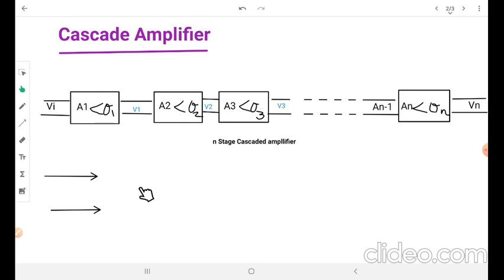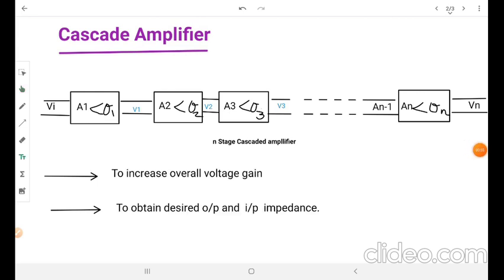Why are cascade amplifiers used? Why are different stages cascaded like this? It's mainly to increase the voltage gain of the amplifier. So cascaded amplifiers are mainly used to increase the overall voltage gain of the amplifier and to obtain the desired output and input impedance. So that's about the cascade amplifier. N stages are cascaded here to increase the overall voltage gain and to obtain the desired output and input impedance.